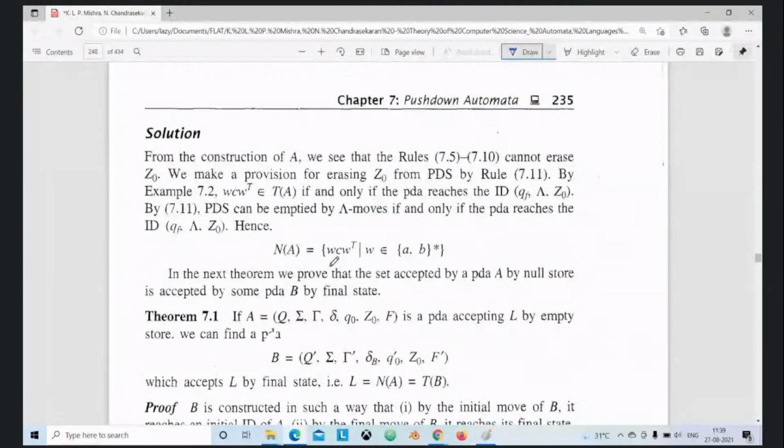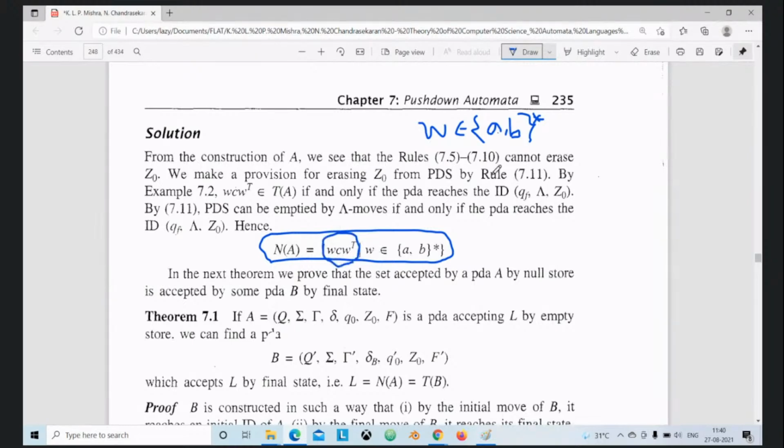So here you people can try this question: W C W transpose such that W belongs to A comma B star. Is this question clear to everyone? So what is W? W can be any combination of A comma B star. But here this structure we are trying to find out. What is the structure?